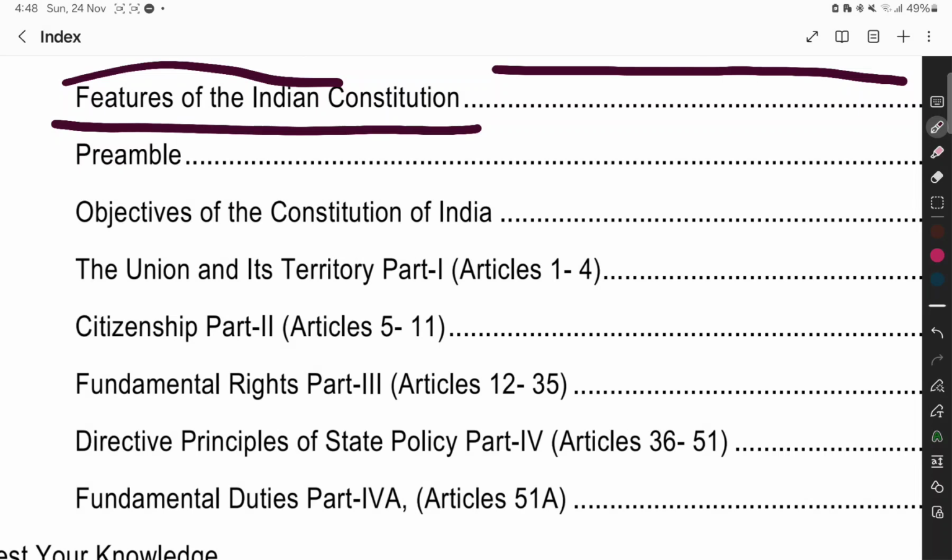What are the features of it? It is the lengthiest constitution of the world. It has been taken from the ideologies of different countries and multiple systems, so that our constitution is well written, and it has been working through all the ages.